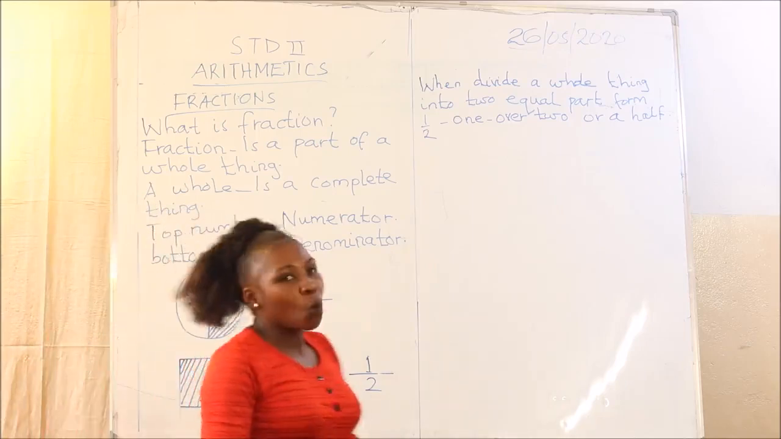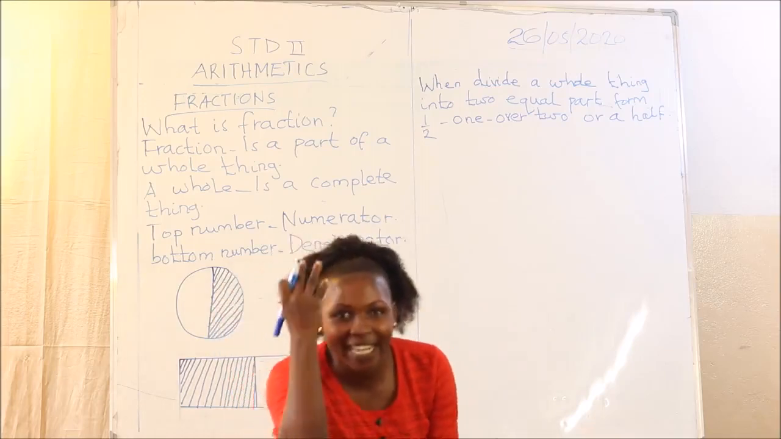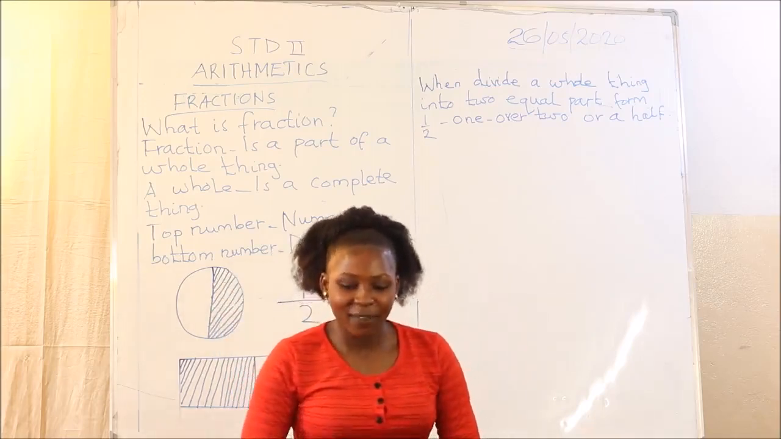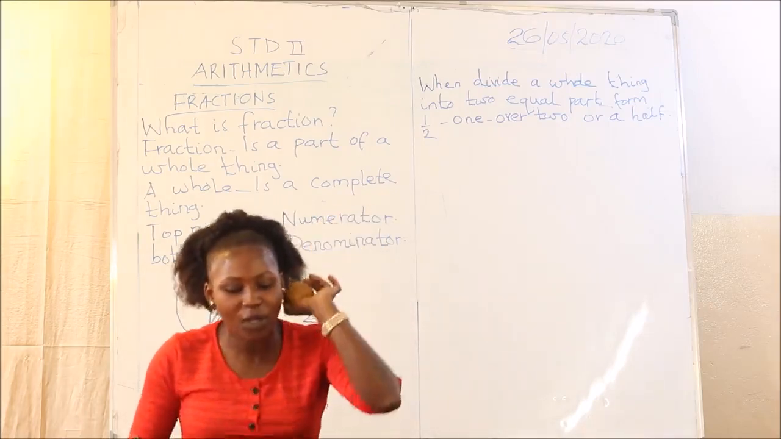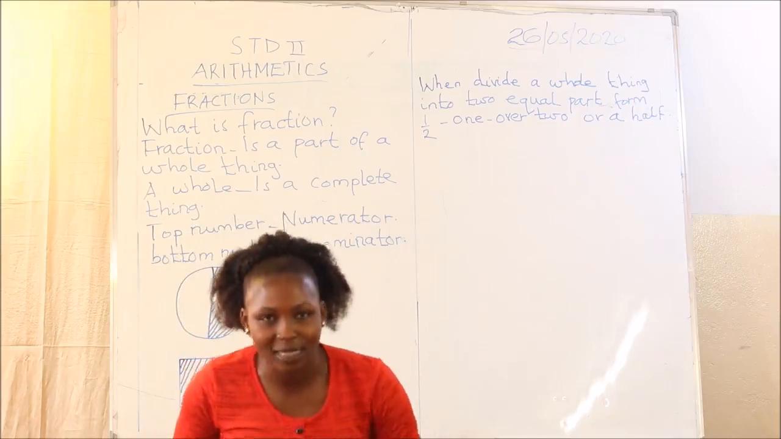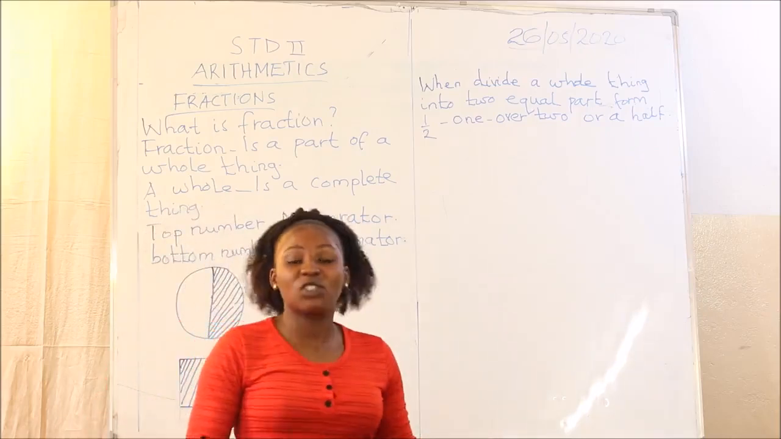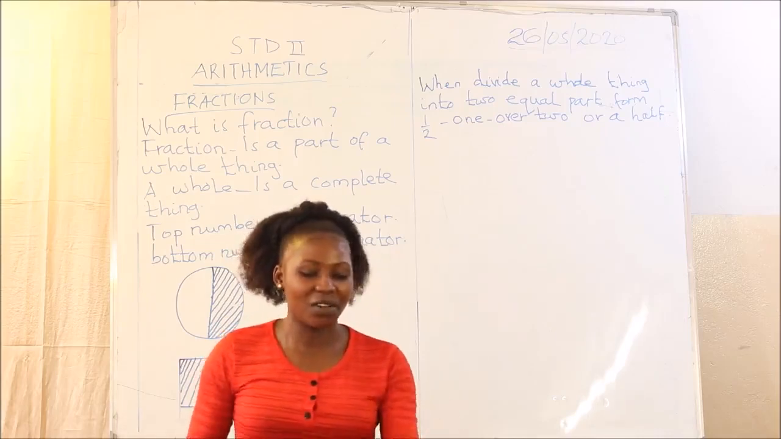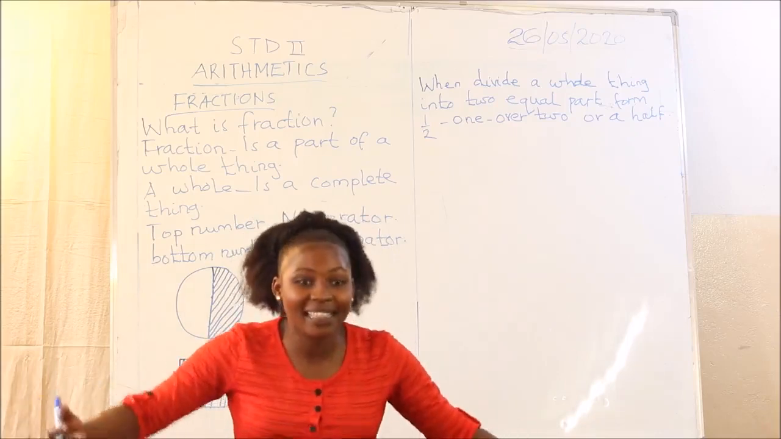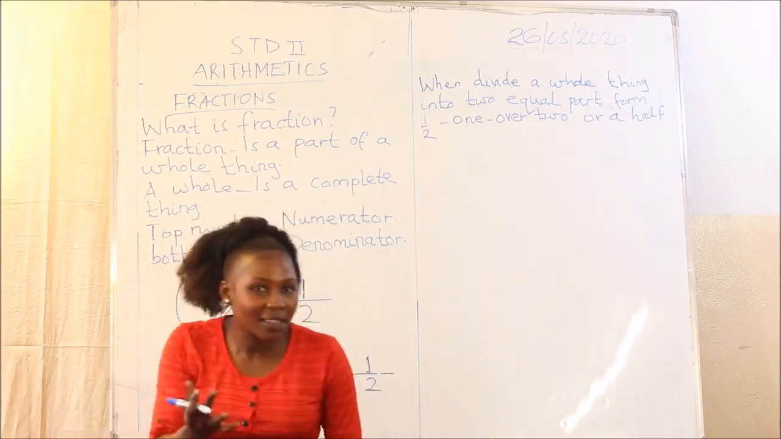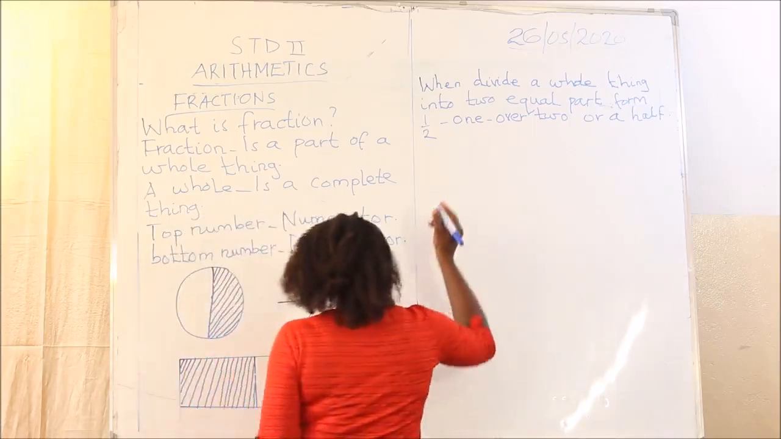Now, what if you decided to divide an object into 3 equal parts? If you have a whole like this one, then you decide to divide it into 3 equal parts. What will be the fraction then? You have to understand that not all things, maybe you can use an orange, you can even use a piece of paper, sometimes you can even take a pizza, then you divide it into 3 equal parts. So that is what you have to keep in mind.